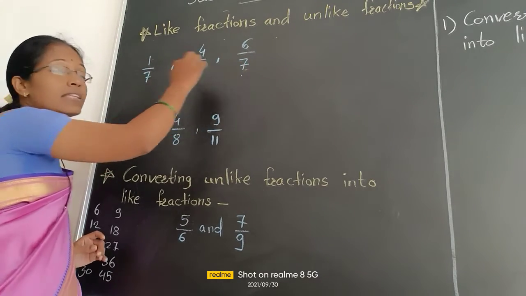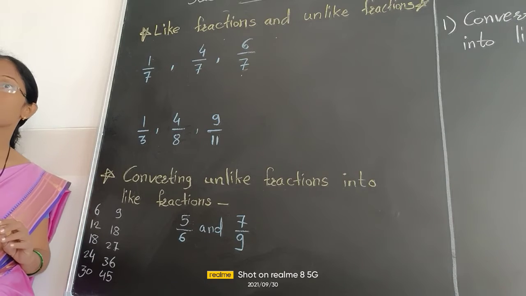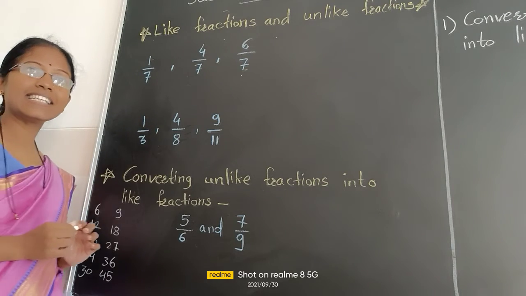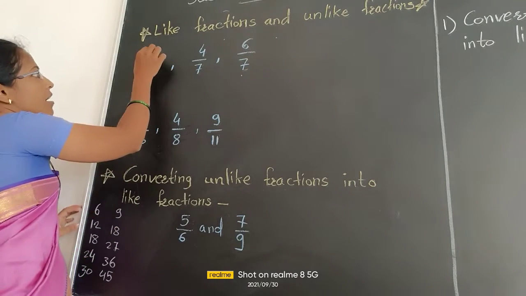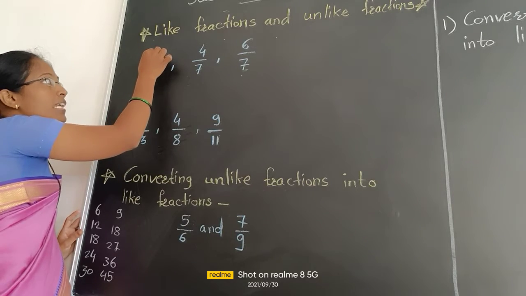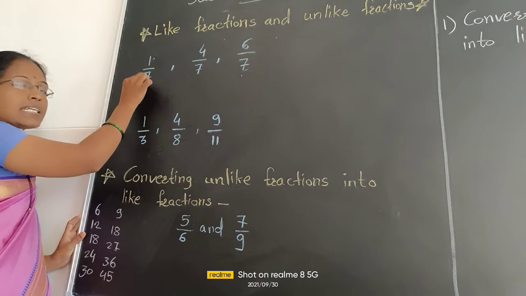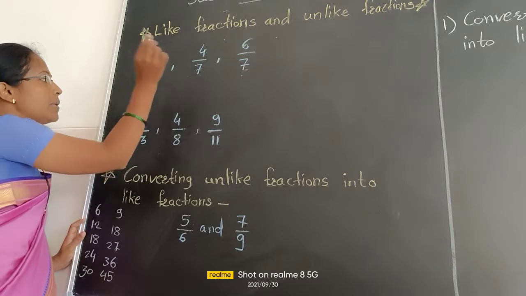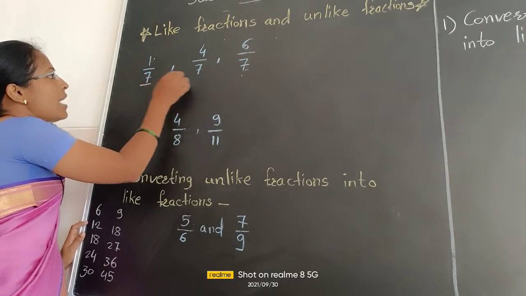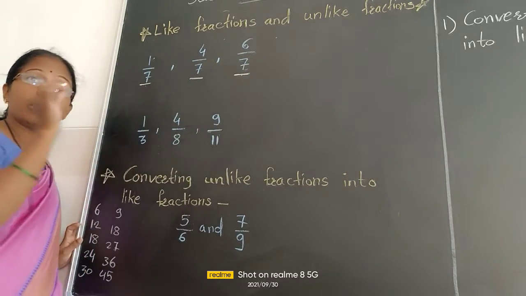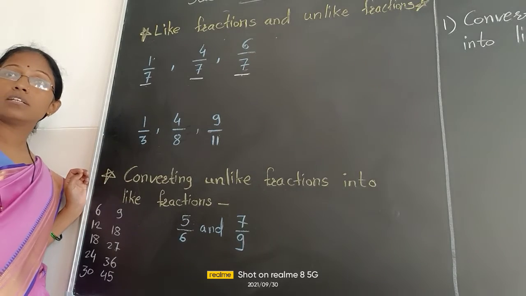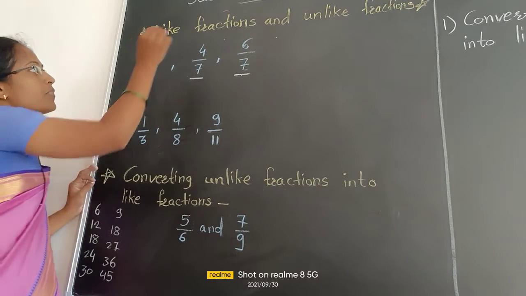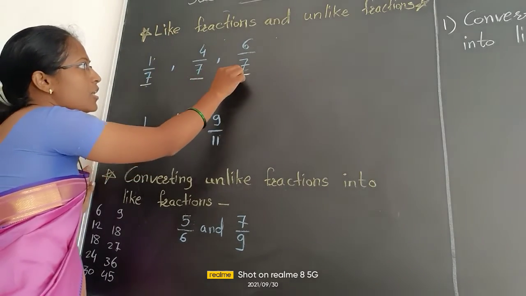what is this 7? Number. Which number? Denominator. The upper number we call the numerator, and this is the denominator. Means the fraction having the same denominator.